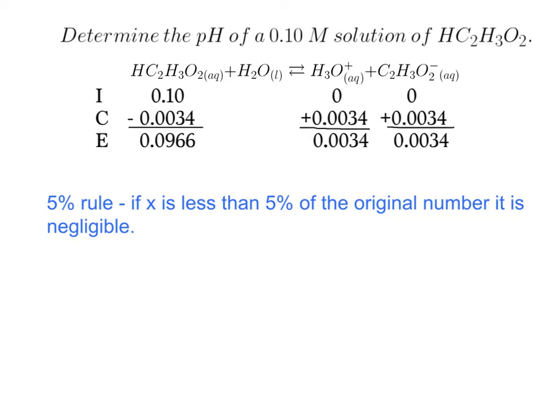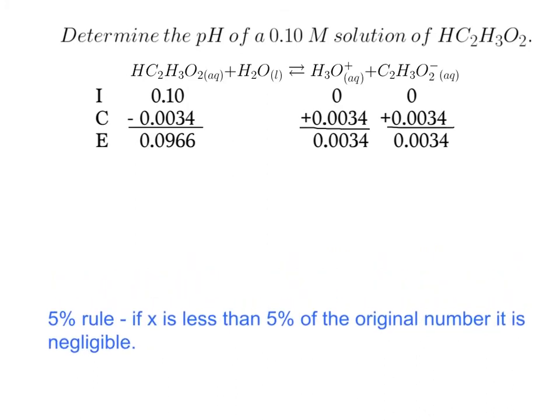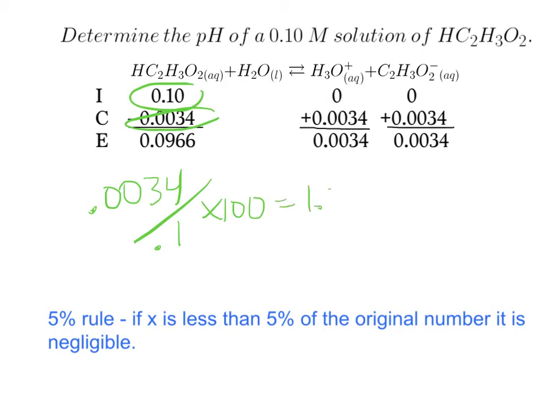Okay, so let's see if that is the case here. We've got our original x was 0.0034, and the original initial number was 0.1. So, to figure out if x is within 5%, I want to take the percent, which is part, the 0.0034, over the whole, 0.1, times 100. Do that in your calculator, and you should get 1.3%. So, since 1.3% is less than 5%, that means our approximation was valid.